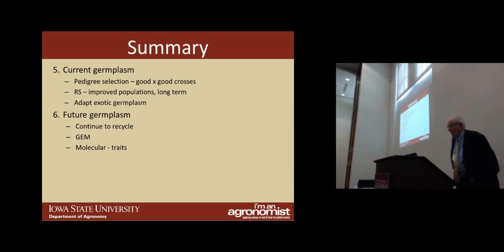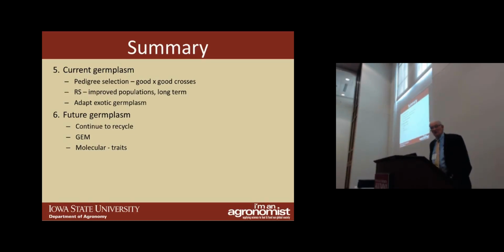So future germplasm, continue to recycle what we have. There's, of course, GEM that can carry us. And, of course, the whole thing of molecular biology for specific traits. And I'm sure if we're going to get 300 bushel corn, they're going to have a big impact on that in the next 15 years.